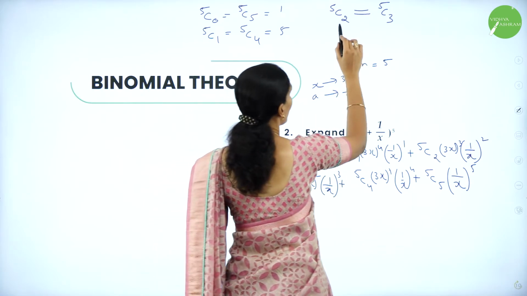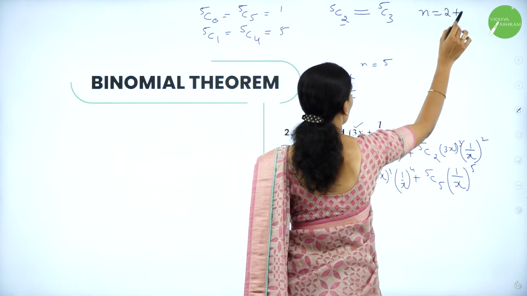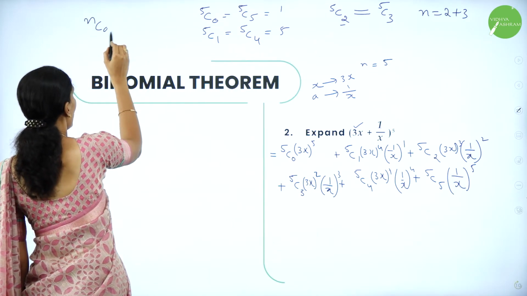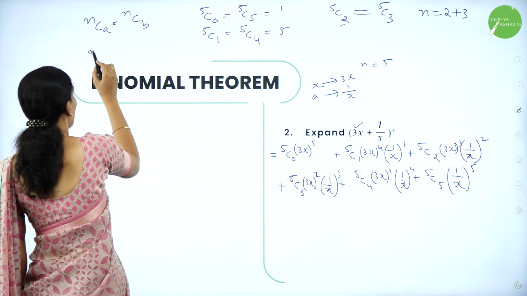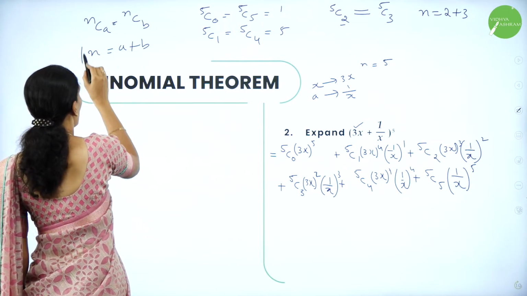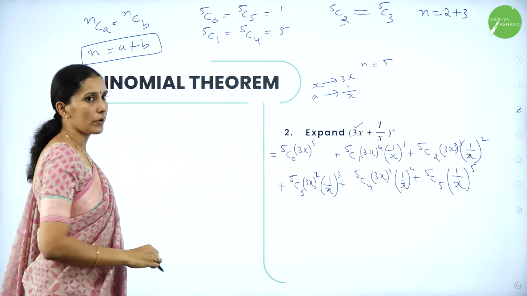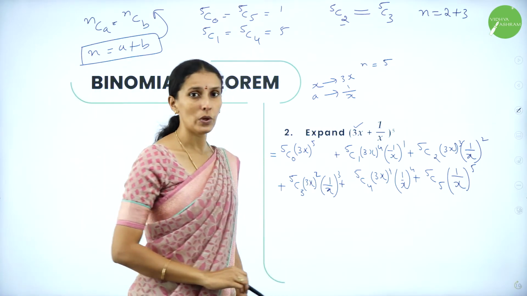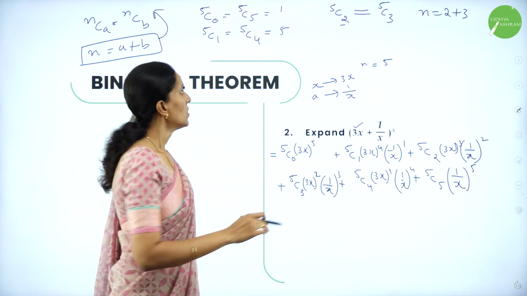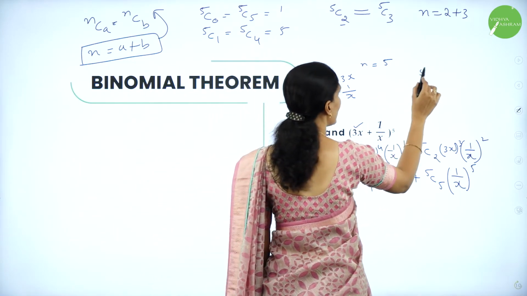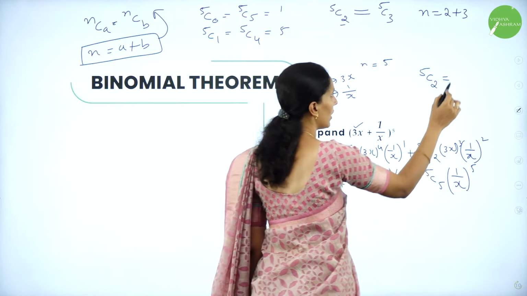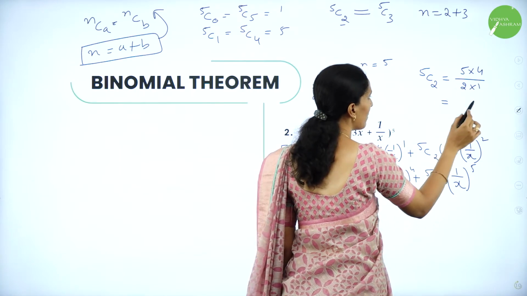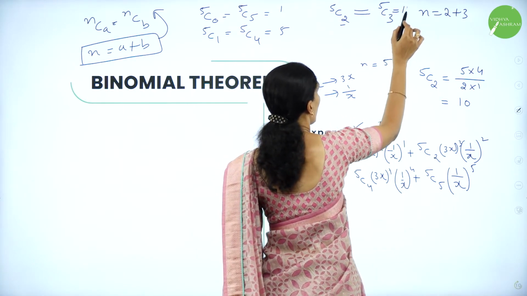Why is it equal? Because you can see here n is equal to 2 plus 3. You come across the property in combination that if nCa is equal to nCb, then n is equal to a plus b. So here I am getting n equal to a plus b. Therefore, both 5C2 and 5C3 will have the same value. So I'll just find the value of 5C2. What is 5C2? Select two terms, 5 into 4, divided by 2 terms, 2 into 1. So it is 20 by 2, which is 10. So these two are equal to 10.